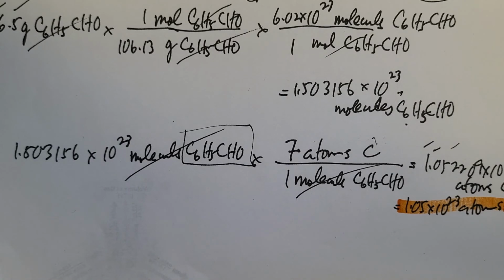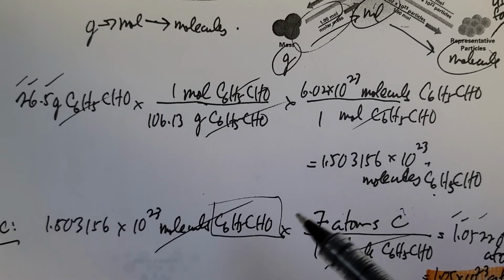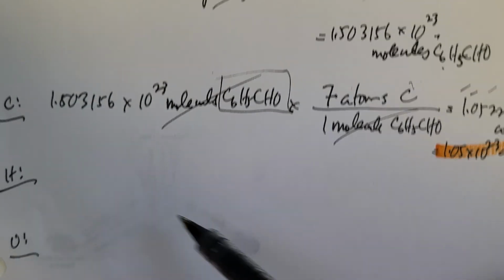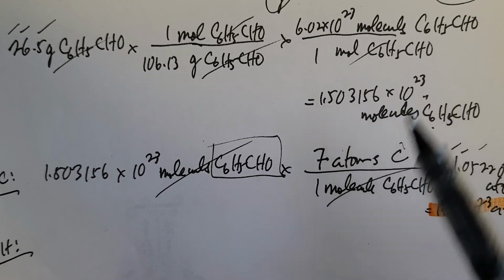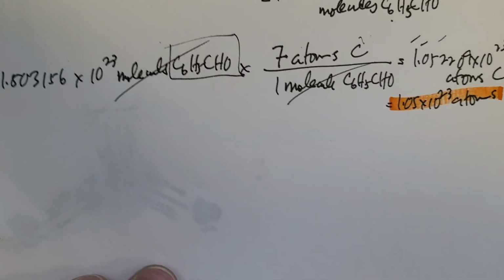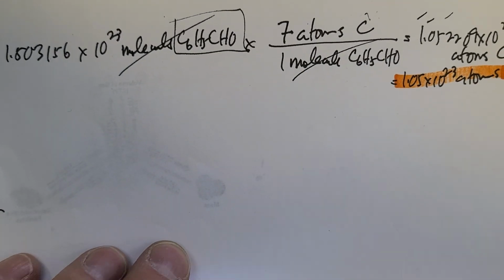There we go. So I'm going to get you to see if you can do the last two here, the hydrogen and the oxygen, using the formula of C6H5CHO. Do that, see what you get for an answer there, and then we'll talk again. All right, see you again.